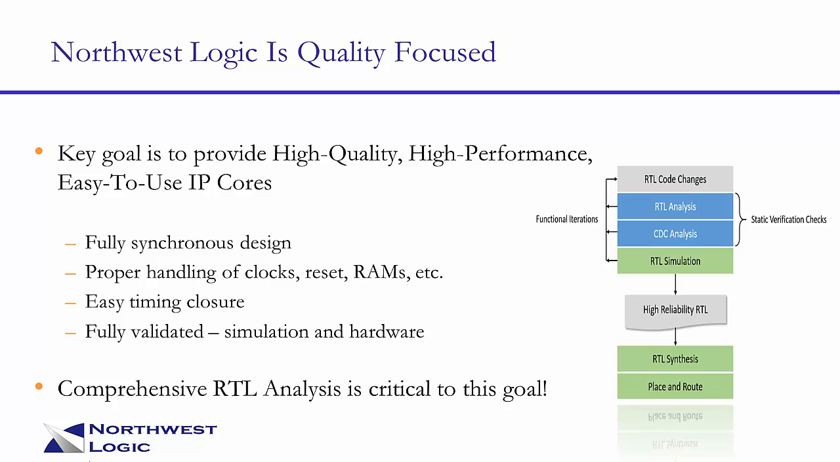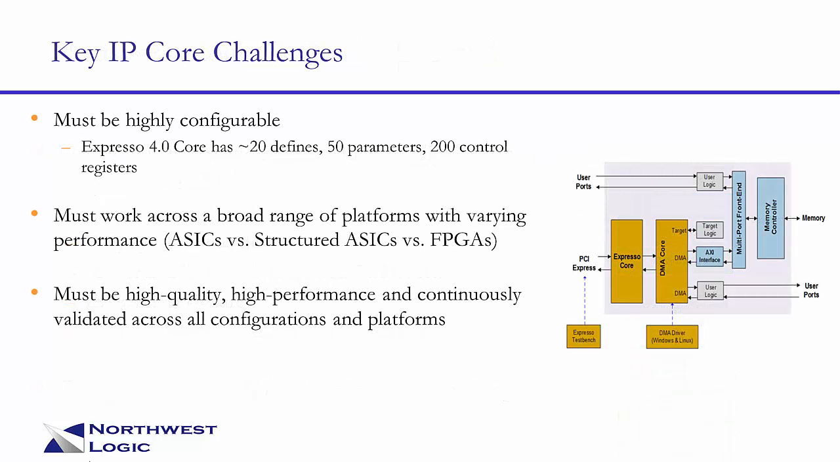While Northwest Logic does do full simulation and hardware validation, by doing RTL analysis upfront they save time, improve overall efficiency, and ensure that no issues slip in during updates to the master cores or when customizing one for a customer's specific use. For example, the Northwest Logic Expresso 4.0 PCIe core is very configurable, with 20 defines, 50 parameters, and 200 control registers. Their cores must work across multiple platforms and operating conditions. This means with one core they can produce hundreds of to-the-point variants, and each is required to be of the highest quality, highest possible performance, and work on all platforms.